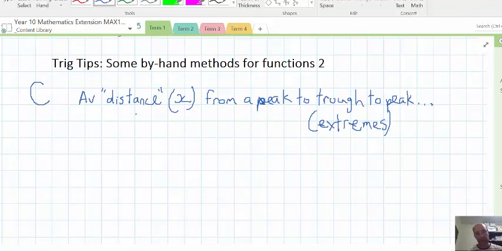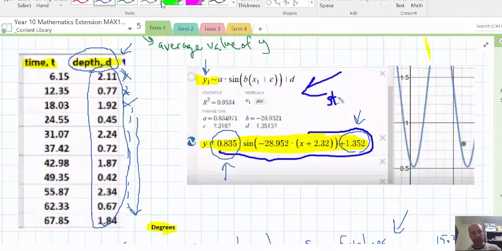We're going to look at the average distance. Distance is a loose term, but how far across the x-axis on average do we have to go to get to a peak, to a trough, to another peak, to another trough, and so on. I'm going to refer to those as extremes. So on average, how far is it from extreme to extreme?